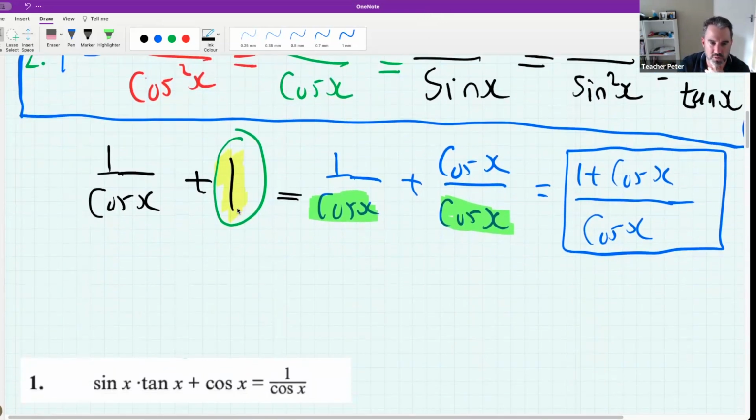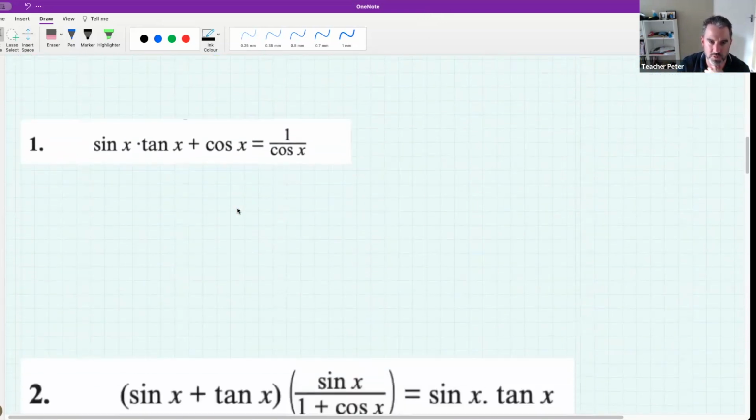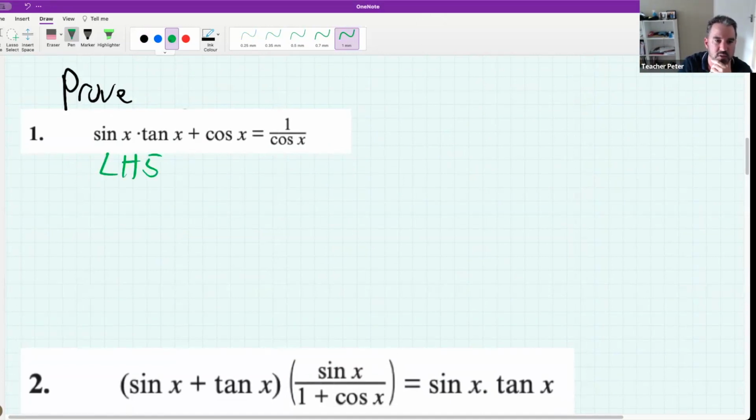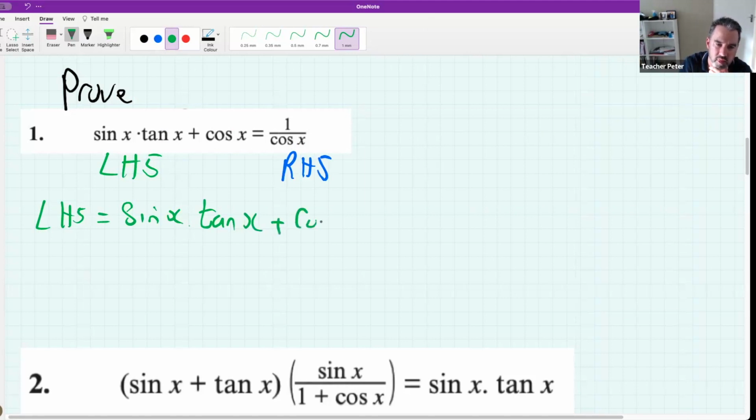Okay, I think we are now ready to engage with these slightly harder proving questions. If we think of this as an exam question, what it would normally say is, prove this is true. And what we have is two sides here: the left-hand side, which I'll say is the green side, and the right-hand side. The normal technique with these is to work with the more difficult side and make it equivalent to the right-hand side. So I'm going to say to my marker, I'm working with the left-hand side. And the left-hand side is that.